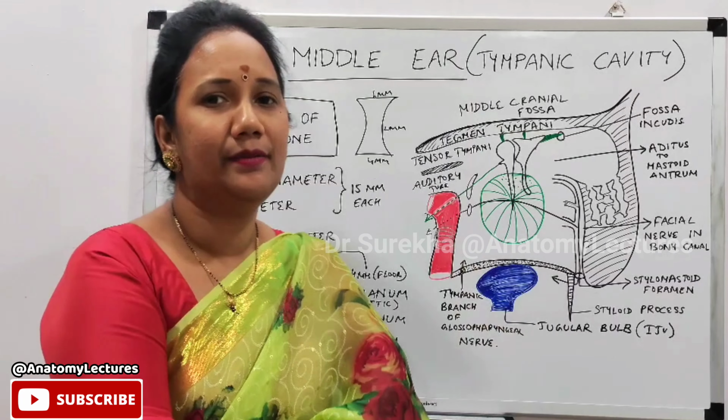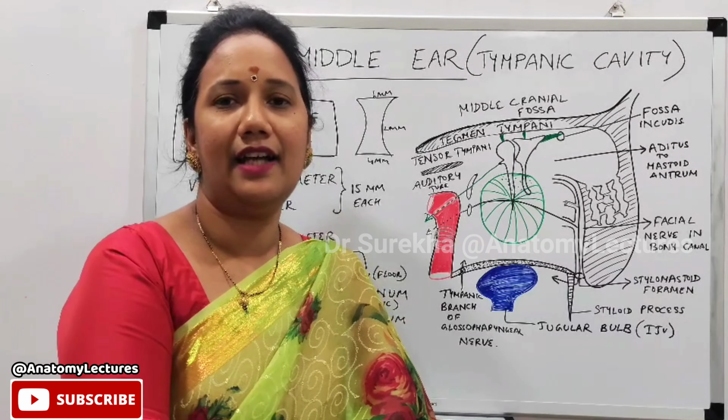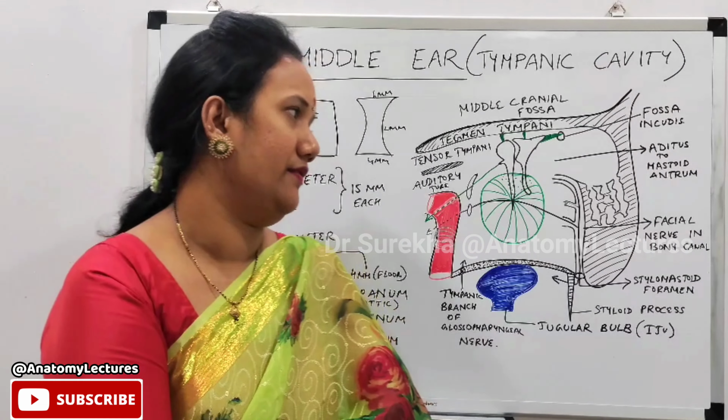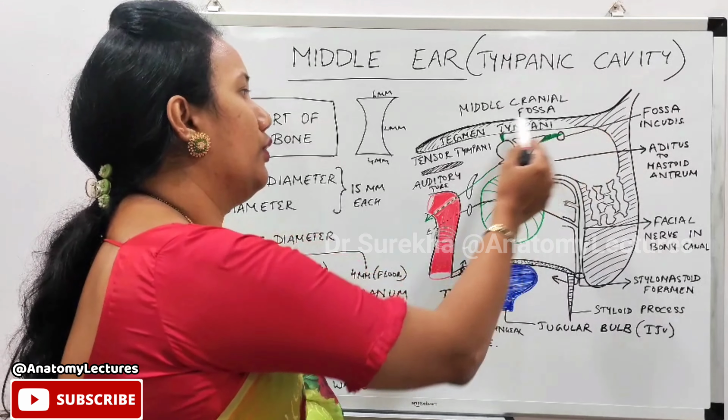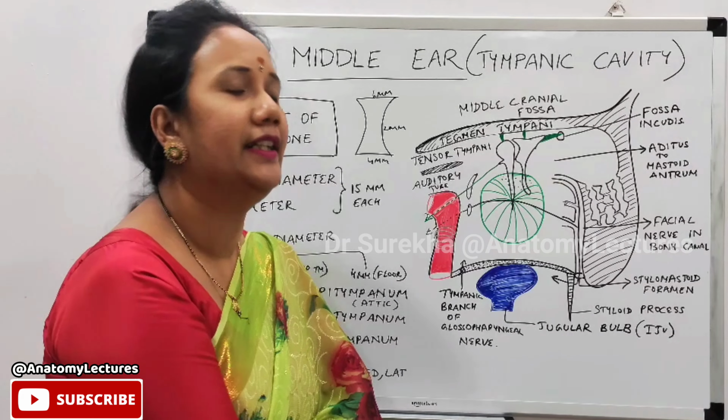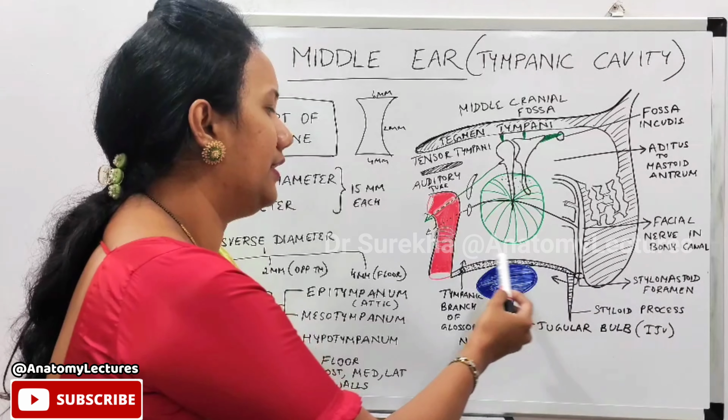And this roof is pierced by lesser and greater petrosal nerves. So that is about the roof, which is formed by the tegmen tympani. Now let's have a look at the floor.